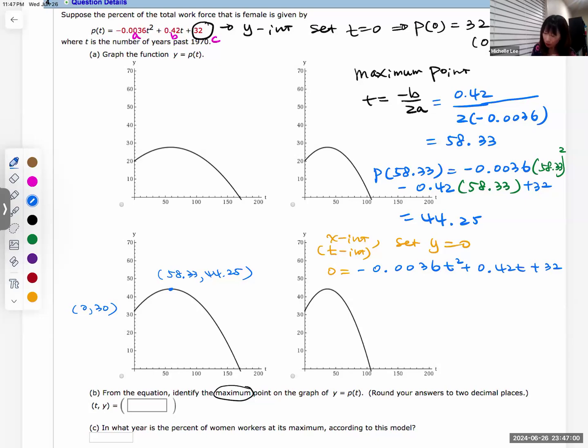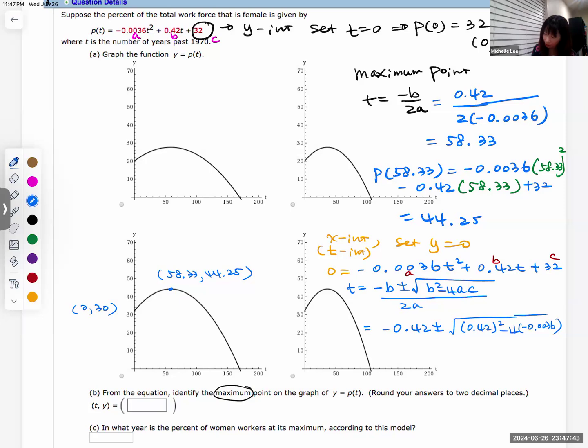That will be, we are using t equal to quadratic formula. So negative b plus minus square root b squared minus 4ac all over 2a, right? So in that case, a, b, c, right? So we have negative b, so negative 0.42 plus minus square root b squared, which is 0.42 squared minus 4 times negative 0.0036 and c, which is 32. Sorry about the space. All over 2a. 2 times negative 0.0036.